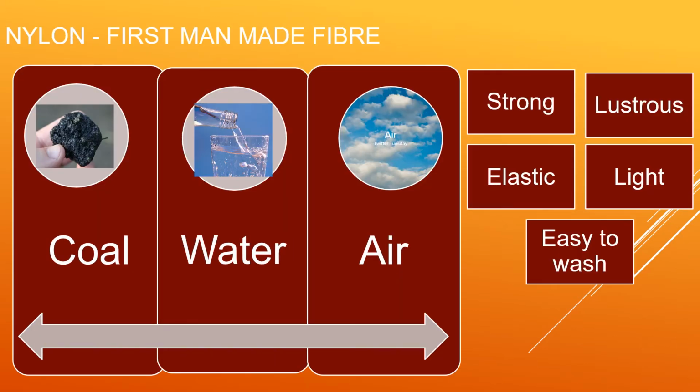Let's learn in detail about the synthetic fiber nylon. Nylon is another man-made fiber. In 1931, it was made without using any natural raw material from either plant or animal source. Nylon was prepared from coal, water, and air. Nylon fiber was strong, elastic, lustrous, that is, it gives a shiny appearance, light, and it's easy to wash. So it became very popular for making clothes.